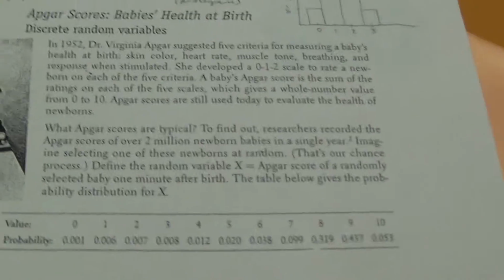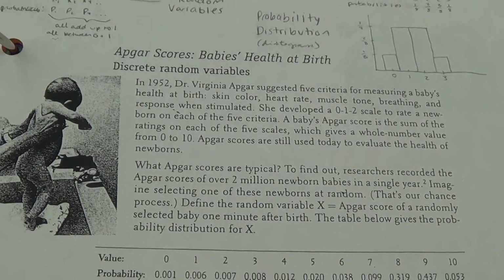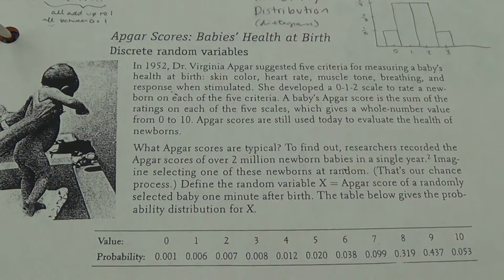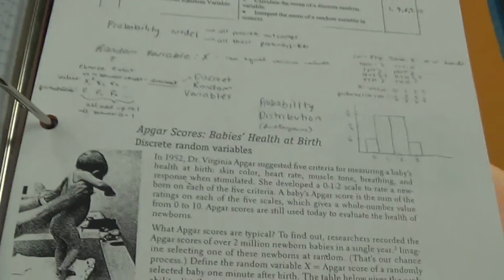The skin color, the heart rate, the muscle tone, and the breathing. And from that, they get a score, I think, from 0 to 2 for each of those categories, so you can get as high as 10. So you're assigned, isn't that awful? You get graded the moment you come out of the womb. So are you used to it by now, getting graded?